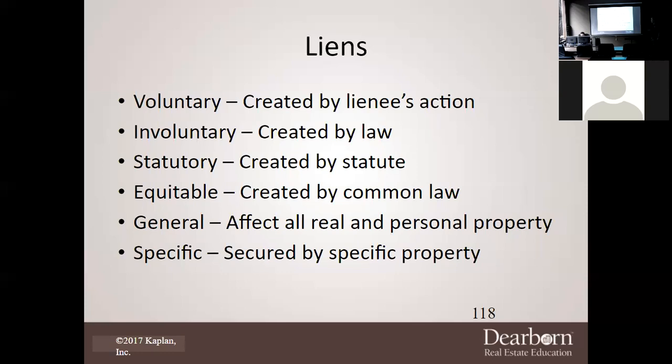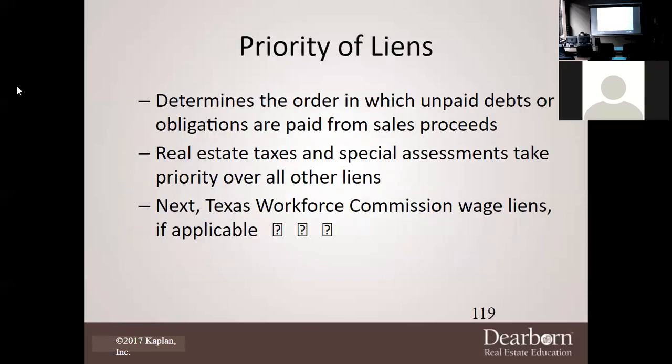Now a specific lien is where Travis has your mortgage and he owes your mortgage, and you can only go after that specific item. So when you think of a loan that is held by collateral, that's a specific lien. Make sense?